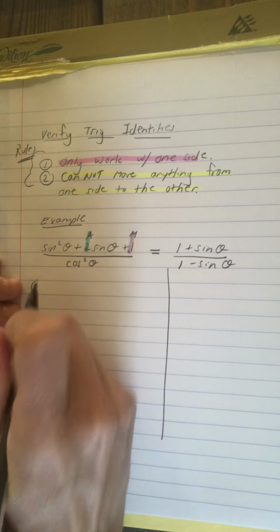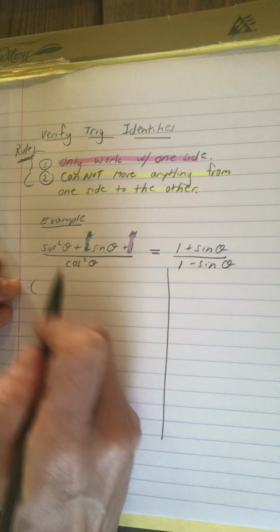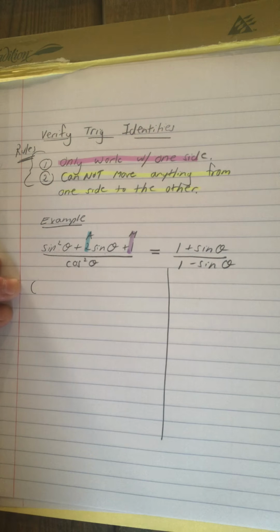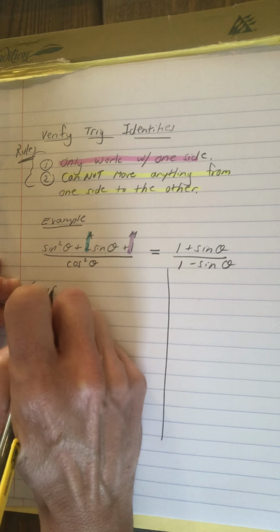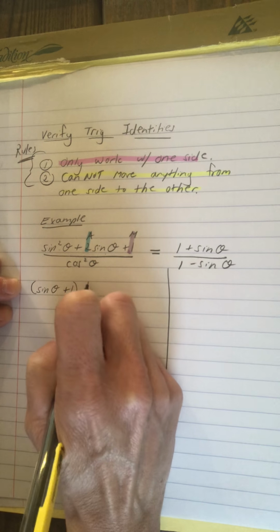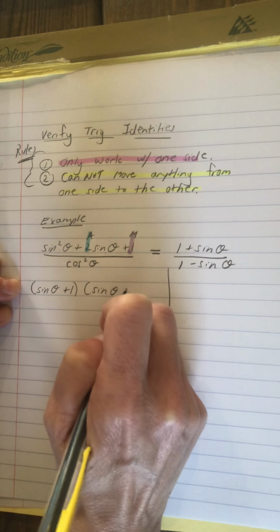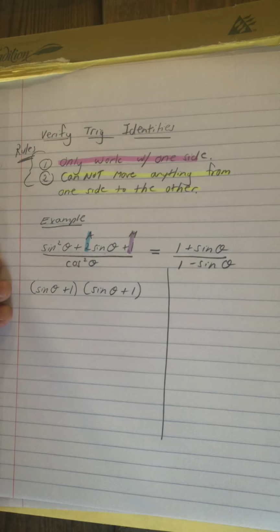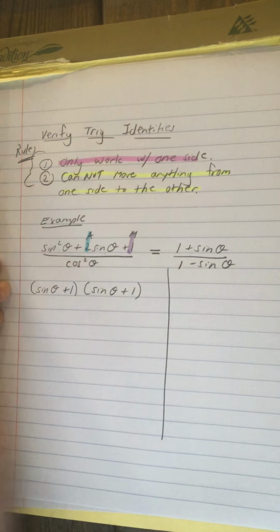So instead of factoring to have x plus 1, because I have sine theta squared, I'm going to have sine theta plus 1 and sine theta plus 1. So I was able to factor the numerator.